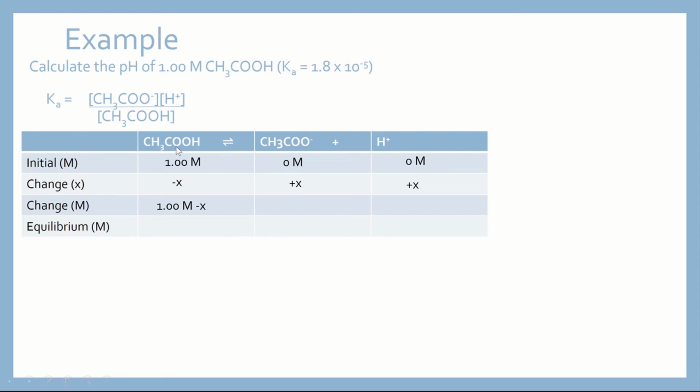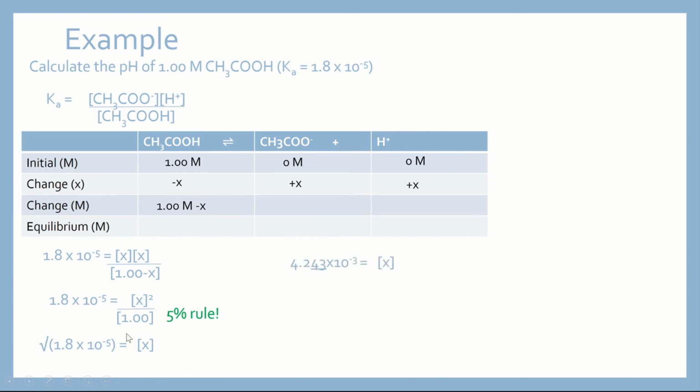So our CH3COOH, ethanoic acid, is going to go from 1 molar minus X. So that's what it's going to go down. We know our Ka, so we can plug that in. So we have X squared over 1 minus X. There's our 5% rule. We can eliminate that minus X if we so choose. We'll have to validate the 5% rule. Now we're finding the square root of both sides. 1 on the bottom, we can get rid of that pretty easily. And we can solve for X, 4.2 times 10 to the negative third.